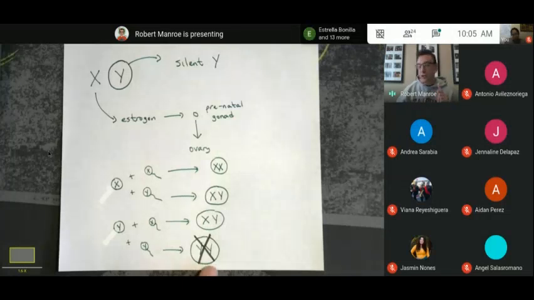However, if any of you in your future life, there's plenty of time, have difficulty getting pregnant, do not come back to this and go, oh, that's it, I heard about this, I'm silent Y. There's tons of reasons that could reduce your fertility. But we know that this exists. We just don't know how often it exists.